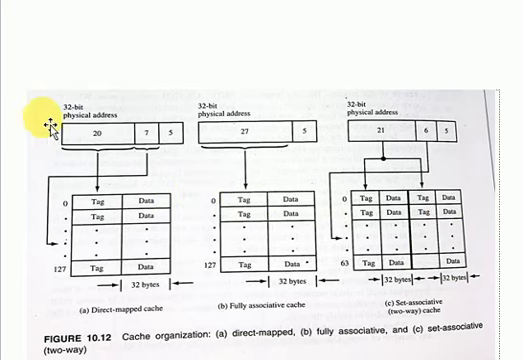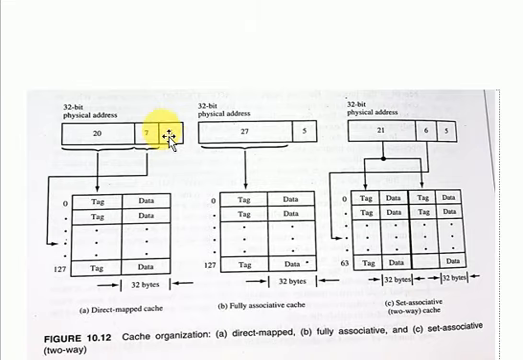Just look at the 32-bit physical address. It has been divided into 27 and 5 bits. When we take the direct mapping, we have a thing called the index bit, or the bit that is used to represent the block, sorry, the line. Okay, so we have 5 bits.